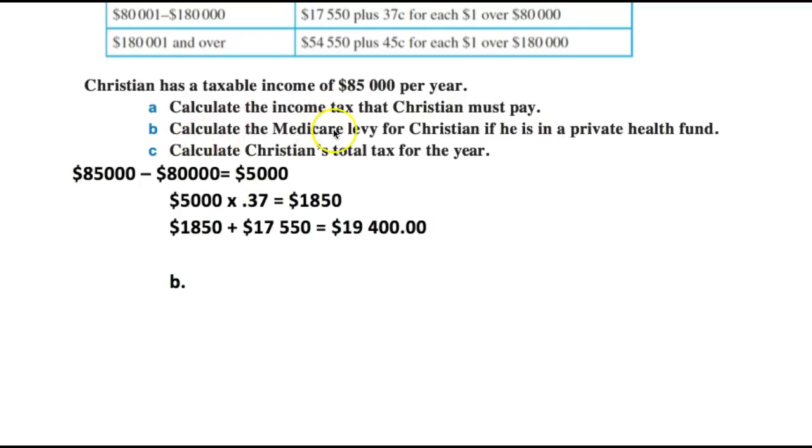Question B says, calculate the Medicare levy for Christian if he's in a private health fund. Well, it's the same as if you're not. So for Christian, we need his taxable income, which is $85,000. And then his Medicare levy is going to be 1.5% of his taxable income. Just plug that straight into your calculator, and we find that he has to pay an extra $1,275 Medicare levy.